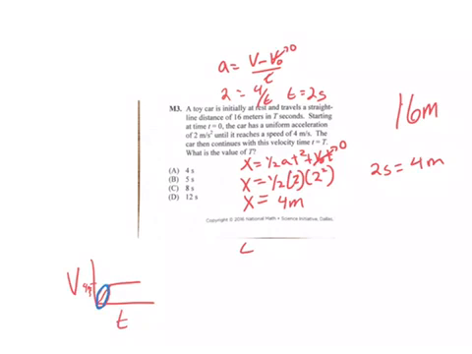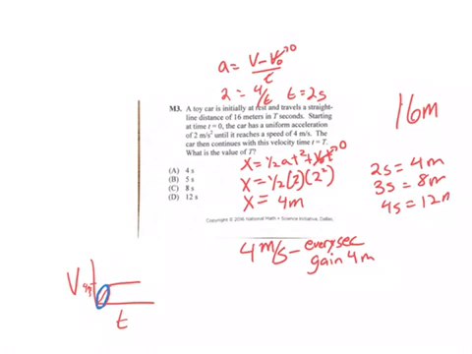Well, now it's going 4 meters per second, which means that every second it's going to gain 4 meters. So at 3 seconds, it's going to be 8 meters. At 4 seconds, it's going to be 12 meters. And at 5 seconds, it's going to be 16 meters. So is that an answer choice? Yes. 5 seconds.